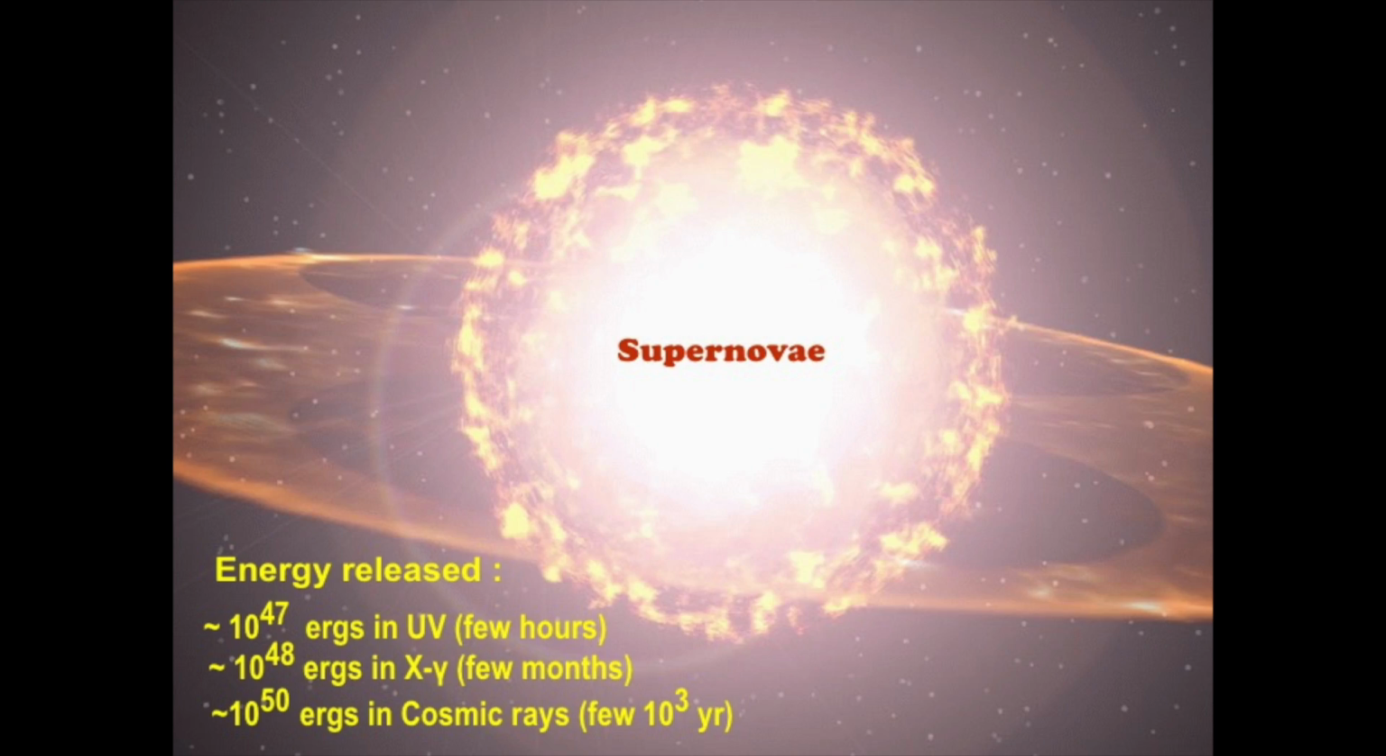So what happens when you have a supernova is that there is a tremendous amount of energy released: 10 to the 47 ergs in UV, lasting a few hours; 10 to the 48 ergs in X and gamma rays for a few months; and 10 to the 50 ergs in cosmic rays, these are high energy particles accelerated by the explosion, for a few thousands of years. And what is the impact of those particles?